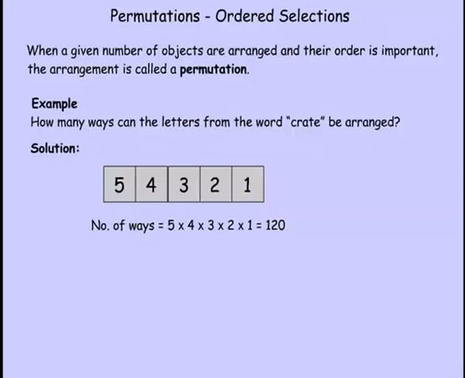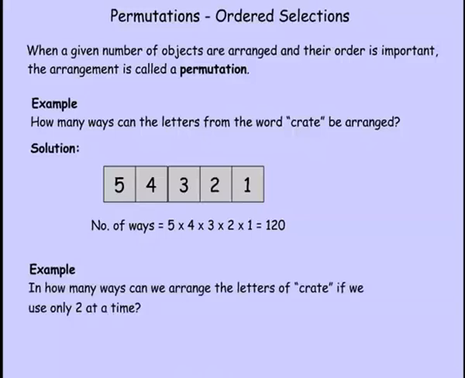Now in this case you wouldn't particularly want to draw a list. That wouldn't be very reasonable, because you'd end up with 120 ways. That list would take too long. Another example: in how many ways can we arrange the letters of crate if we use only 2 at a time? We could actually draw a list up for this, it wouldn't be too bad, but let's look at the solution using this alternative method.